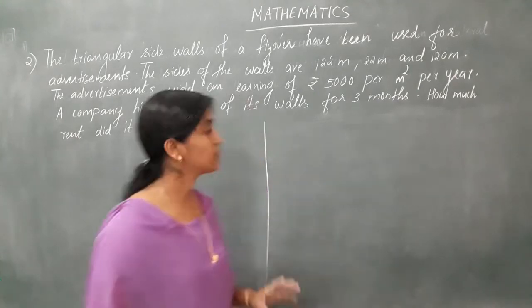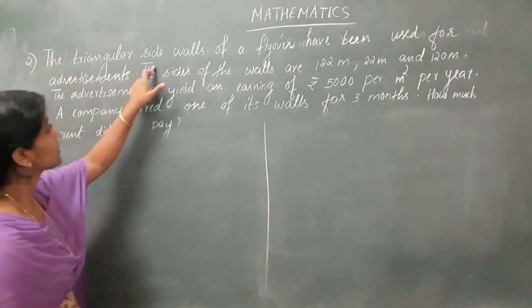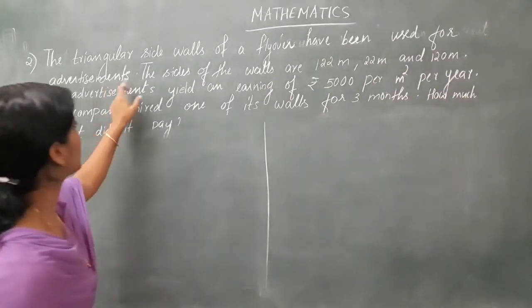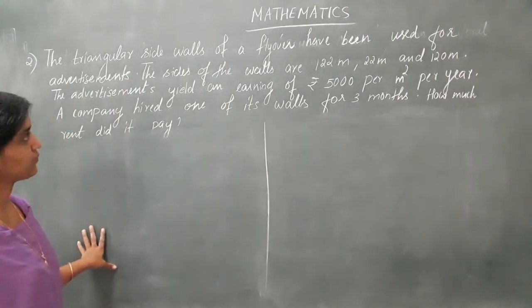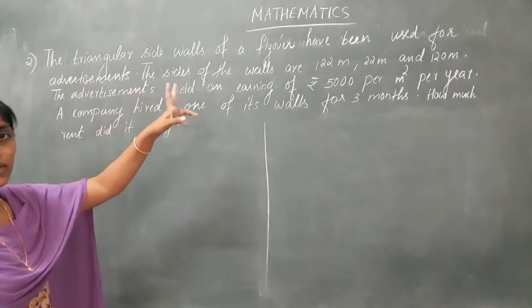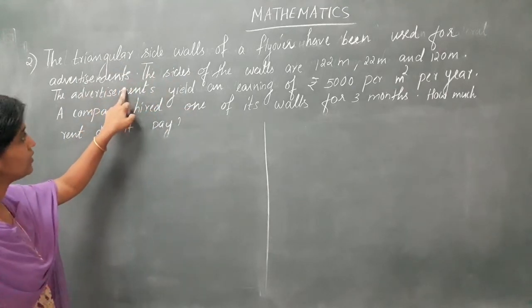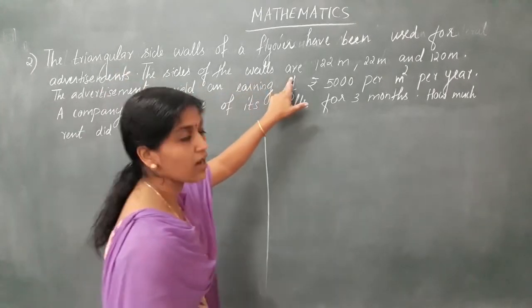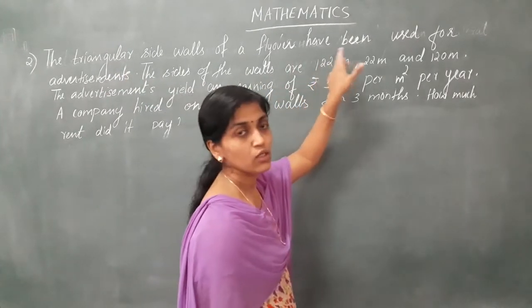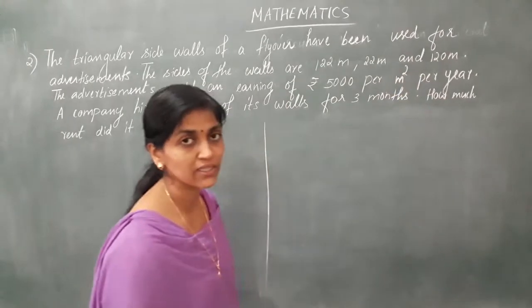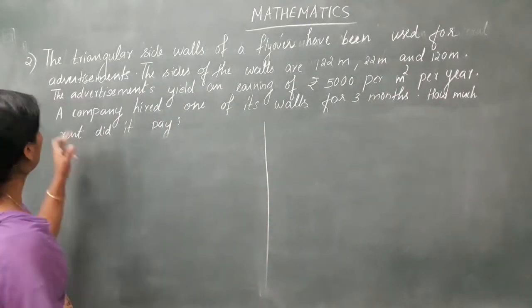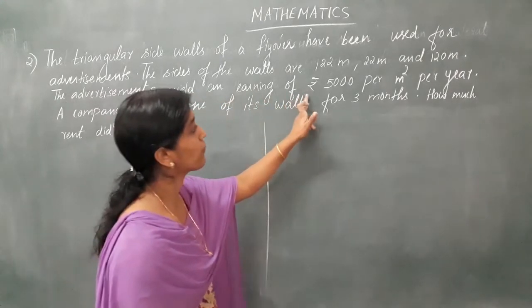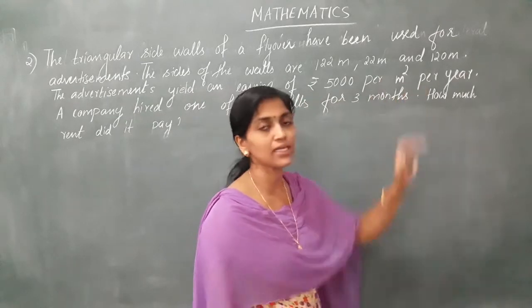Now we will see our second question. What is our second question? The triangular side walls of a flyover have been used for advertisements. Clear? The side wall of a flyover has been used for advertisement and it is in the shape of a triangle. The sides of the walls are 122 meter, 22 meter and 120 meter. Three sides are given. Clear?